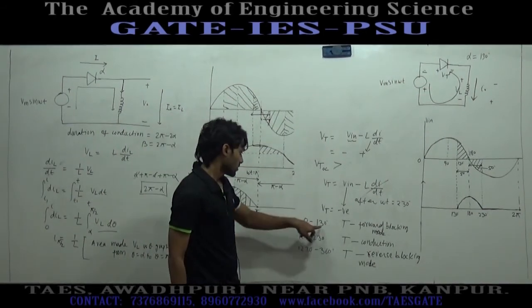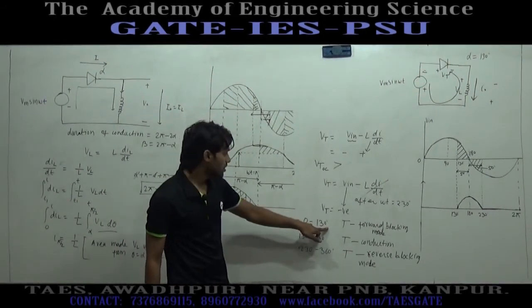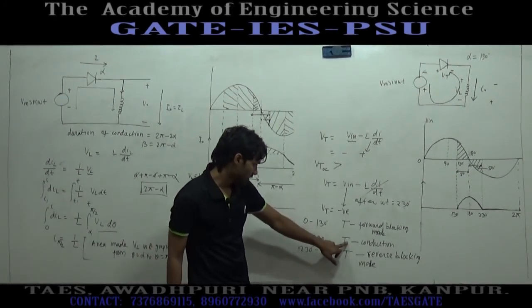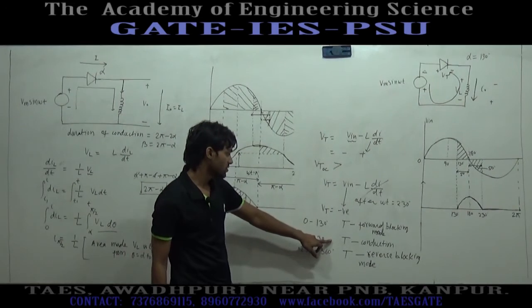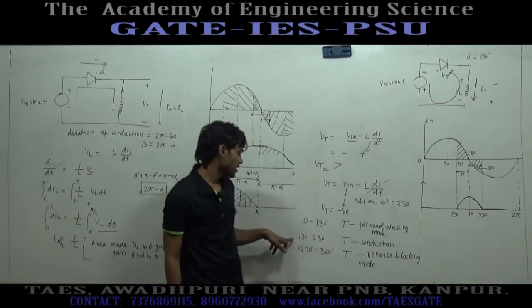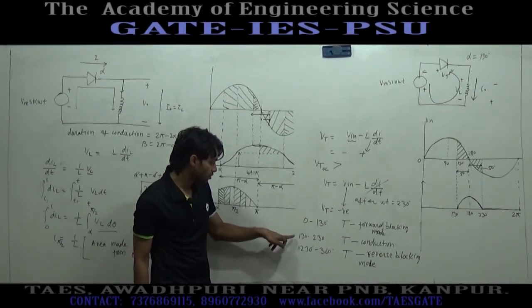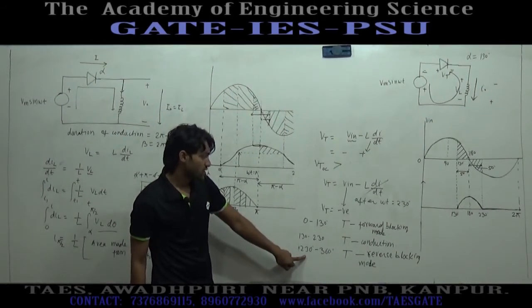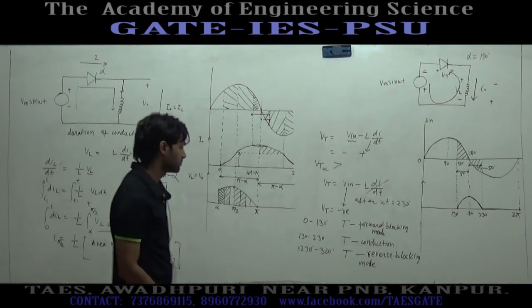Here, for this duration, the Thevenin equivalent voltage across thyristor is positive. In this condition, if we take the thyristor as an ideal switch, it is conducting, which means the voltage across the thyristor will be 0, and in this other case the voltage across the thyristor will be negative.